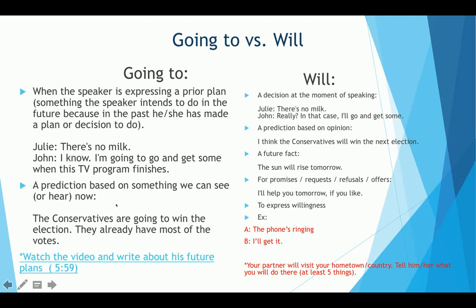Also, we use going to when you predict something based on something you can see or hear now. The conservatives are going to win the election. They already have most of the votes. So it's based on something you know is going to happen. So it's more like for sure.